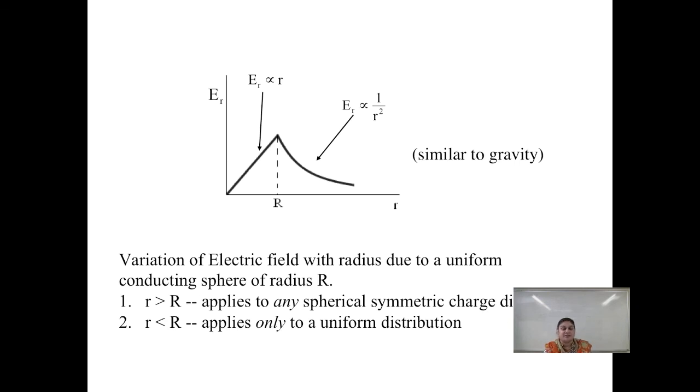For a uniform conducting sphere of any radius, on the outside E will be proportional to 1 over r squared, just like that of a point charge, but on the inside, because it's now a uniformly charged sphere, you will actually have E proportional to r.